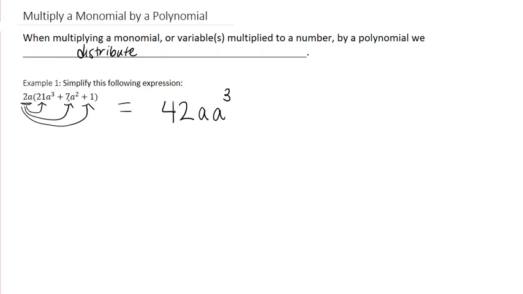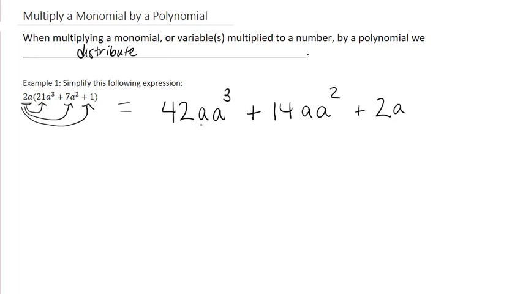Then we have 2a times 7a squared. So 2 times 7 is 14. And then we have a, and then we have the a squared. And then lastly, we have 2a times 1. So that's just 2a, because 1 times 2 is 2.